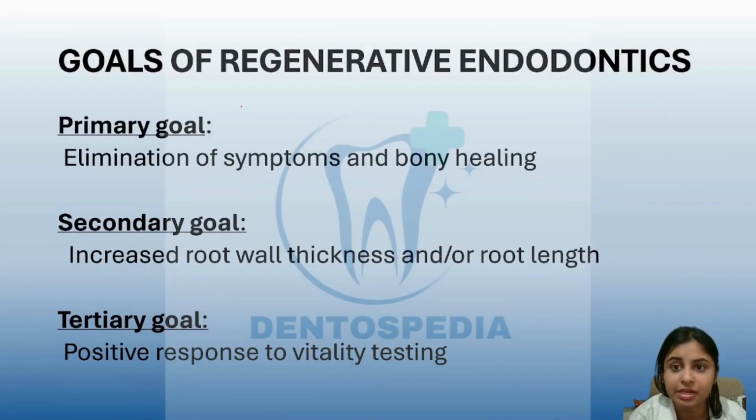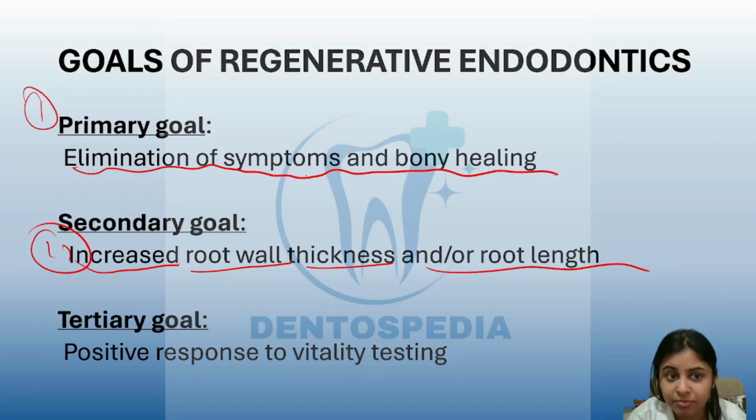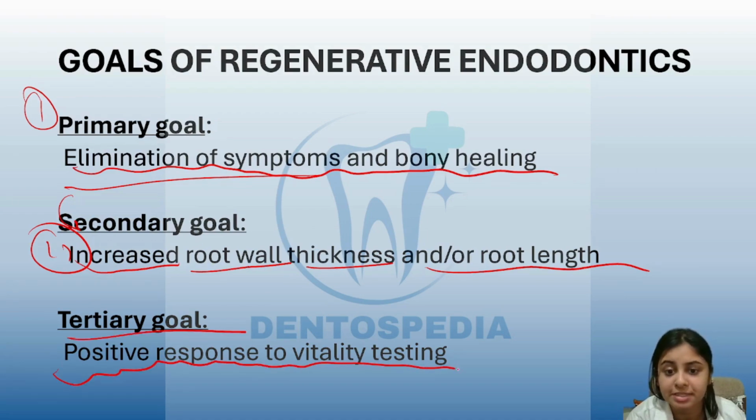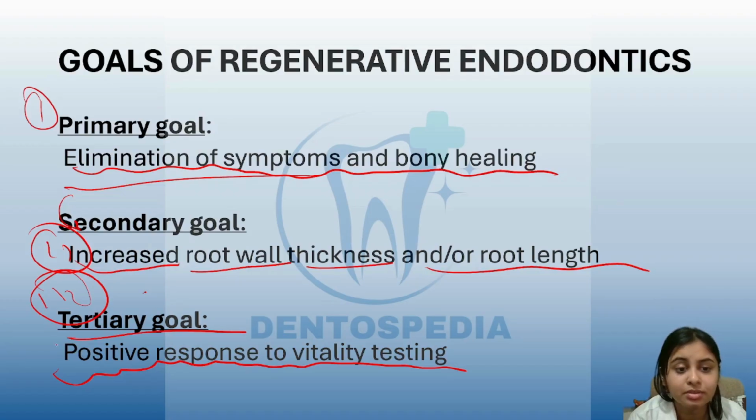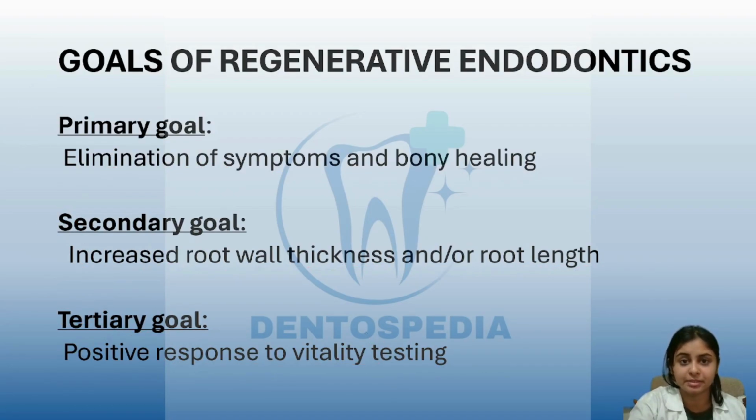Now coming to goals of these regenerative endodontics, first primary goal is the elimination of the symptoms and obviously the bony healing. Secondary goals are the increase in the root wall thickness and also the root length. So we not only want to eliminate the symptoms, which is the primary goal, but also we want to increase the root length and also thickness. And the tertiary goal is of course positive response to vitality testing. So it shows how the pulp has become vital again. So the tertiary goal is a positive response to the vitality test, and these are the goals of regenerative endodontics.